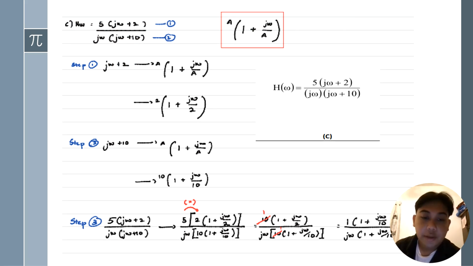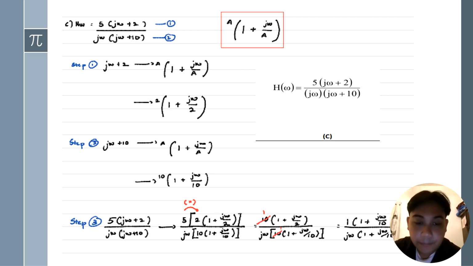Hi, good evening, everyone. Today I will explain how to rewrite a transfer function into the standard forms. From these forms it is easy to identify the system gain, poles, and zeros. Okay, first step, we start with the given function. The equation is H(jω) equals 5(jω + 2) divided by jω(jω + 10). So our goal is to transform each factor into the format a(1 + jω/a).